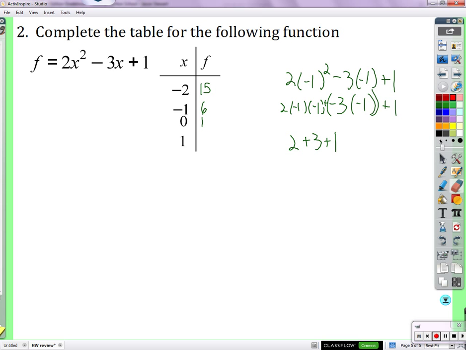Okay. Now, I'll just take off the negatives. No change here, right? Positive 1 times positive 1 is positive 1, just like negative 1 times negative 1 is positive 1. Times 2 is 2. Negative 3 times positive 1 is now a negative 3 plus a negative 3. So 2 minus 3 is negative 1 plus 1 is 0.